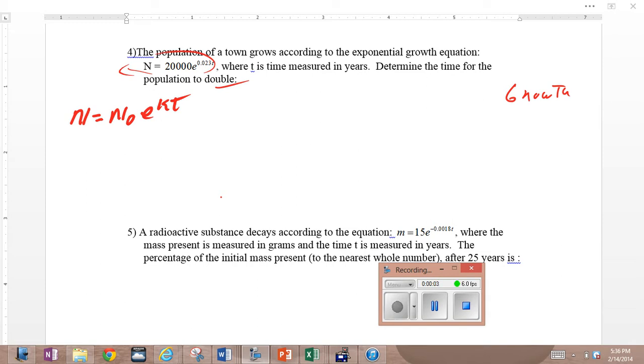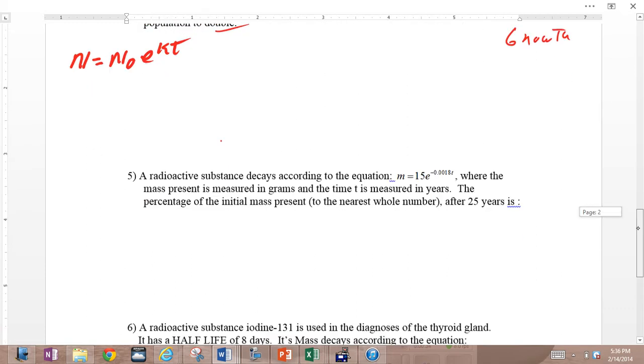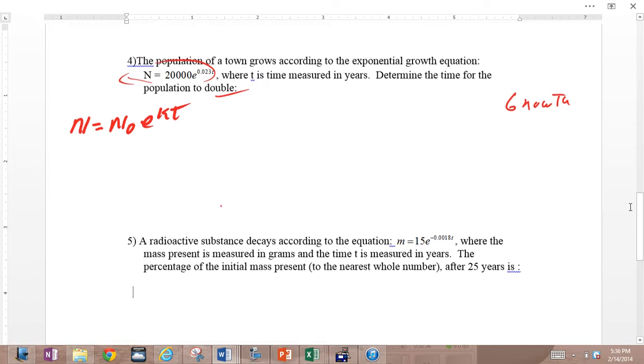Okay, we're going to come back and wrap this thing up talking about exponential decay. Exponential growth we looked at previously: N equals N sub 0 e to the kt. Exponential decay, exact same formula. Decay means that you're losing quantities. We'll look at radioactive decay and half-lives. It's all that simple.